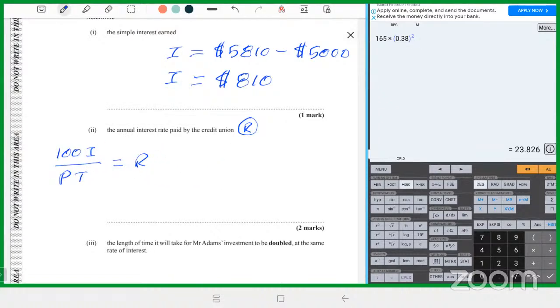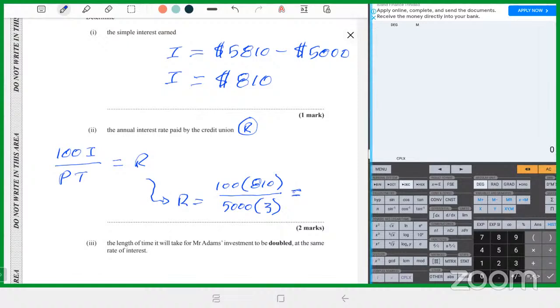And so I can see that the rate is going to be 100 times the interest amount, which is the 810. I don't have to put the dollar sign. It's 810 divided by the principal, which was 5,000, multiplied by the time, which is 3. And I just need to put all of this in the calculator now, and I'll get my rate. Remember, it's a rate as a percent. So the number that I get, I'm just going to add the percentage symbol on it.